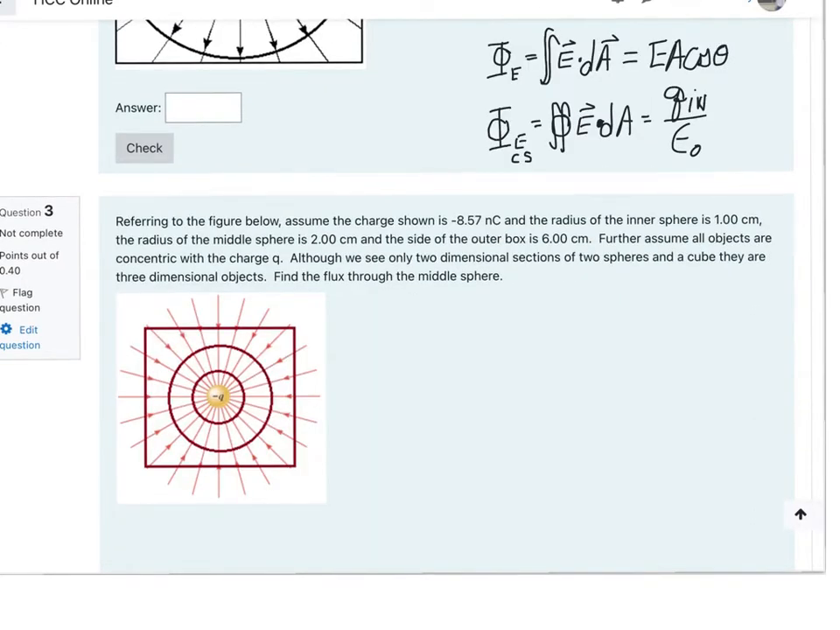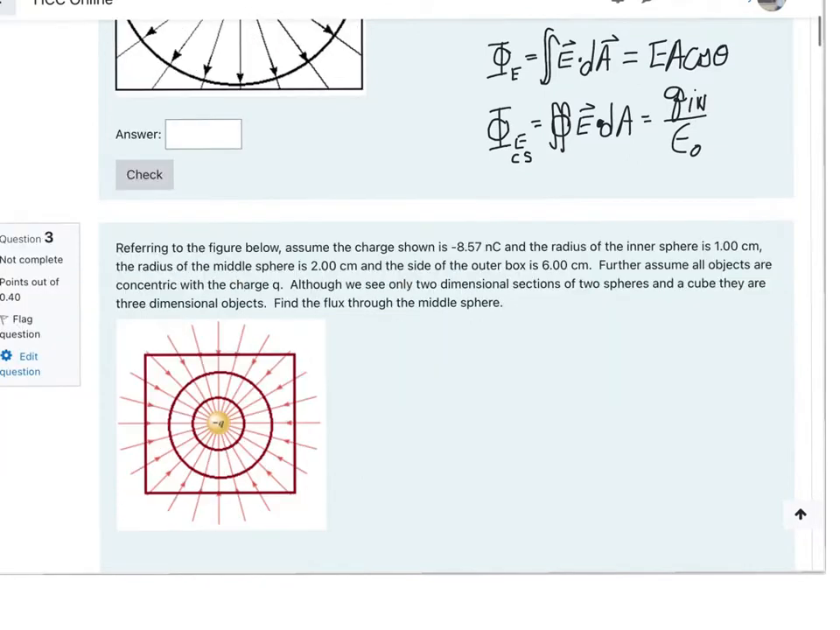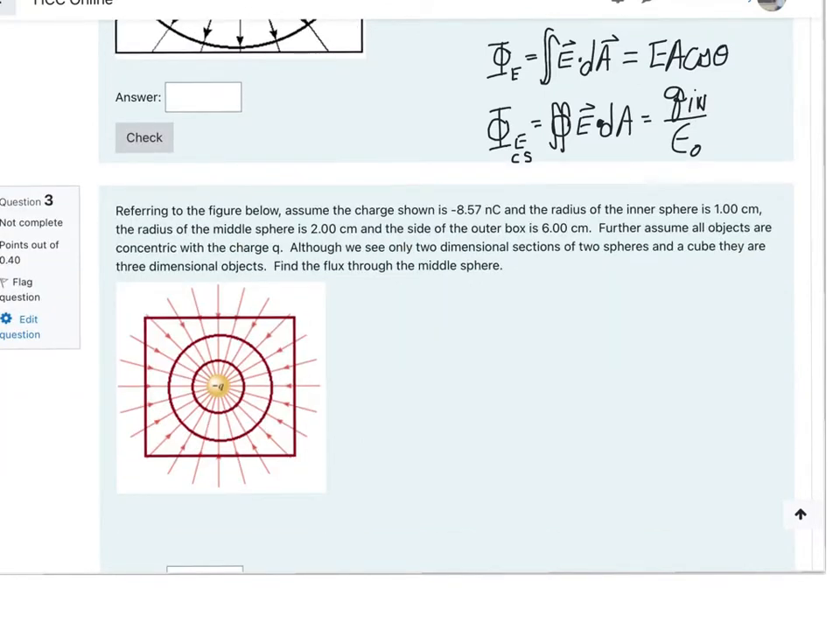Another very similar problem. So once again, we'll use Gauss's law. We have the charge, which is negative. So you see the field lines are going in. We wouldn't even need to see the charge. Since field lines go in, it would have to be negative. And we have another arrangement with dimensions given. And it says find the flux through the middle sphere.